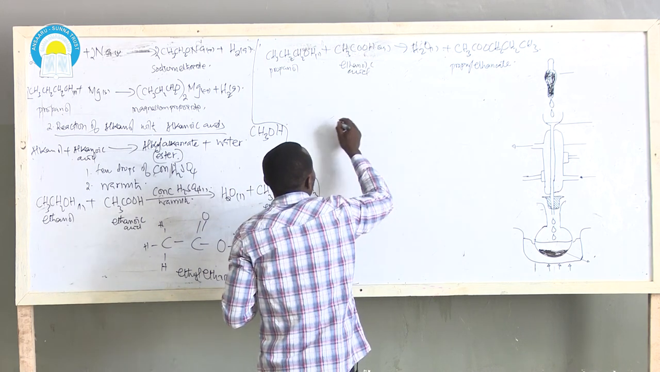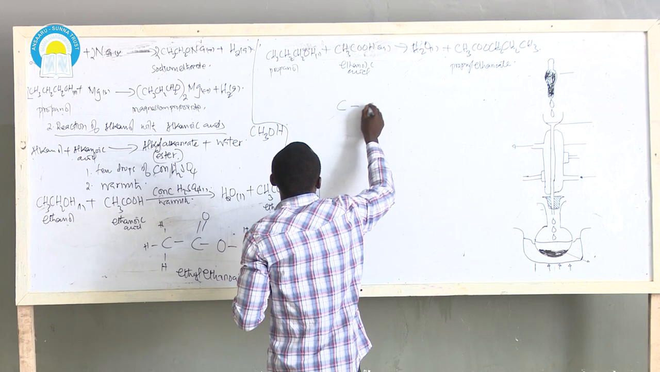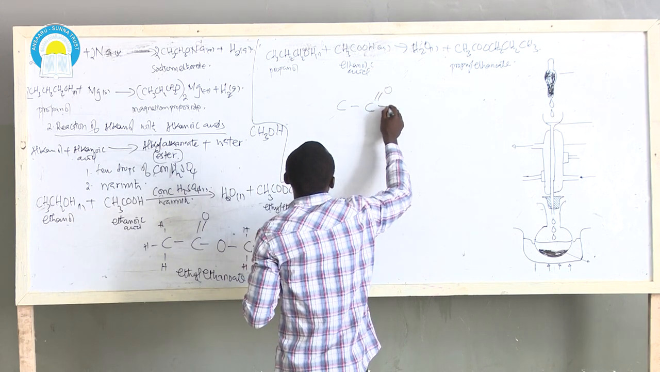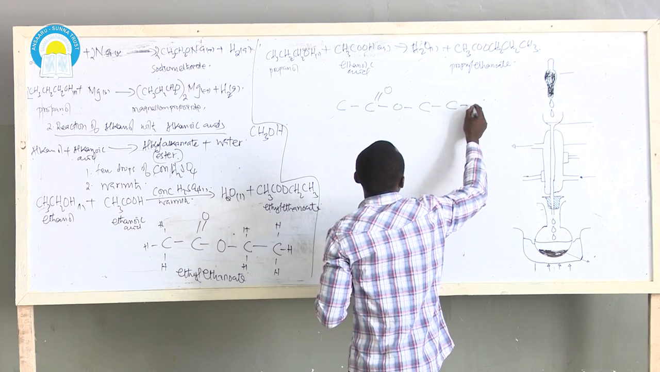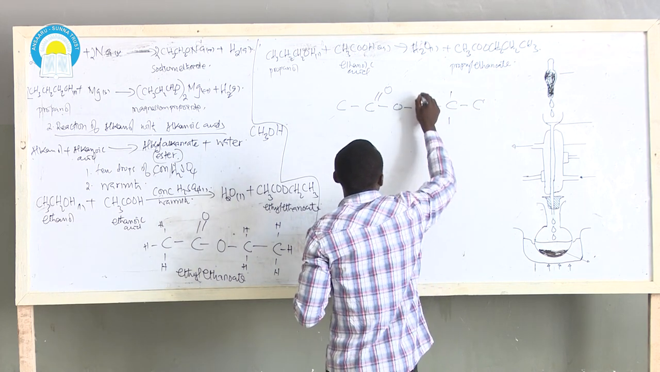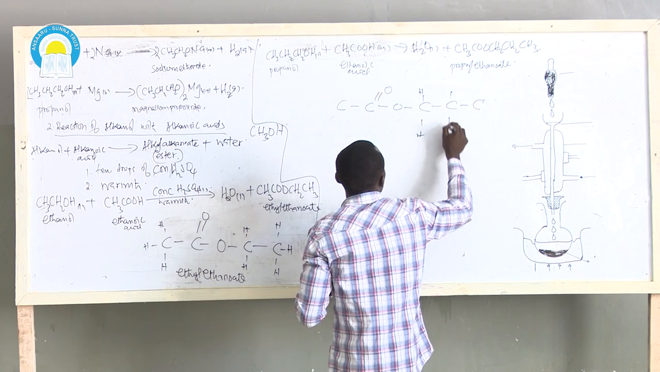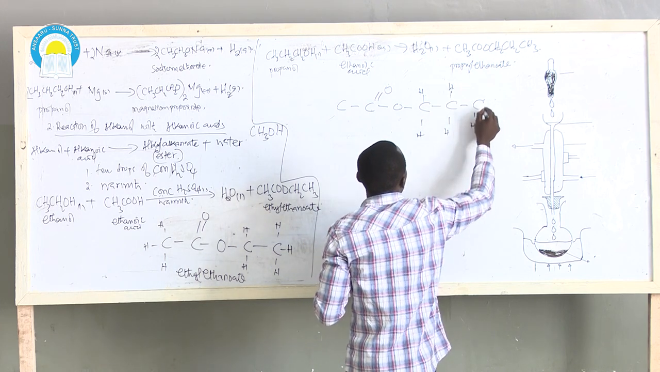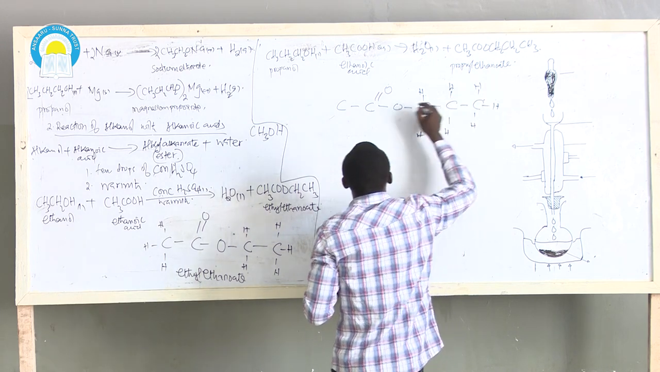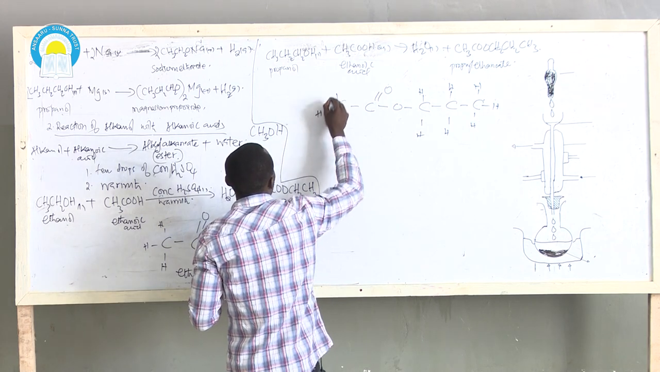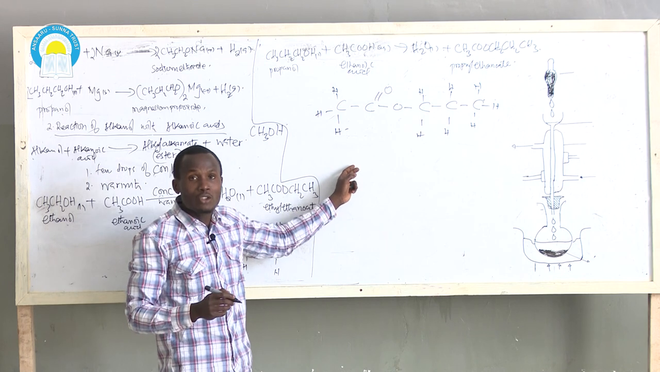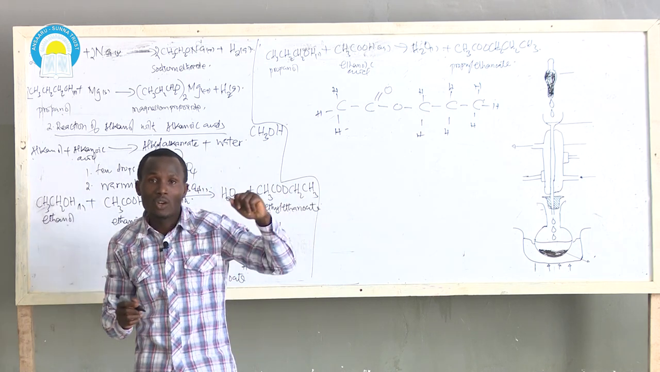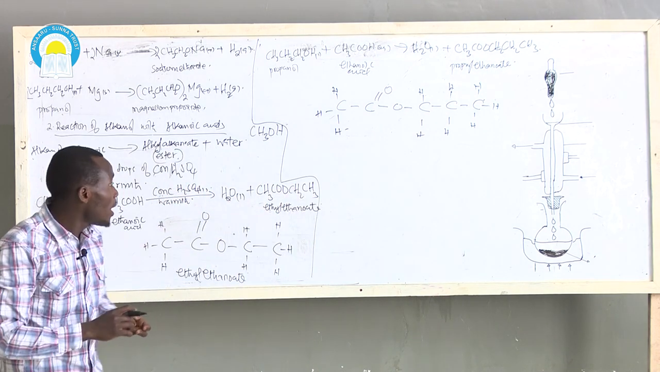So the structure will be carbon, carbon. We have oxygen, oxygen, carbon, carbon, carbon. So those ones are having hydrogens, hydrogen, hydrogen, hydrogen, hydrogen, hydrogen, another hydrogen. And this one here, we have hydrogen, hydrogen, hydrogen. So this is the ester that is going to be formed. And the process we have said is known as esterification.